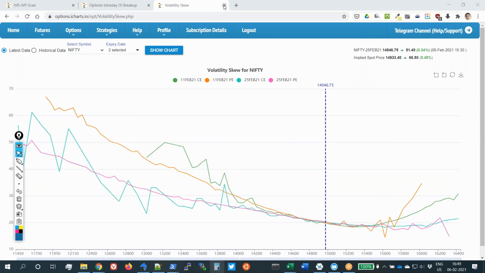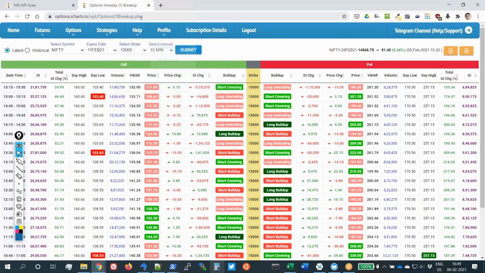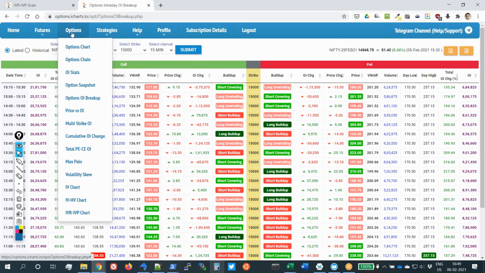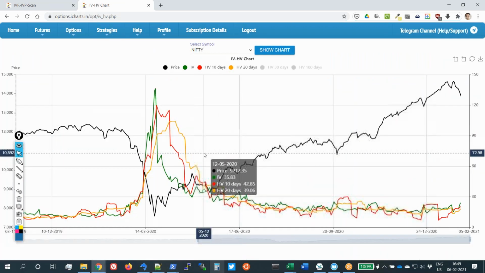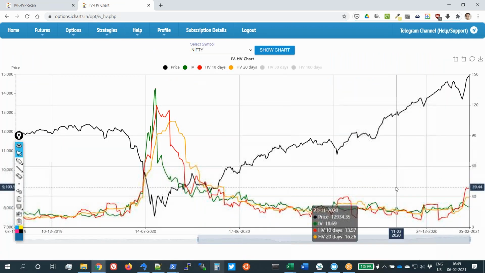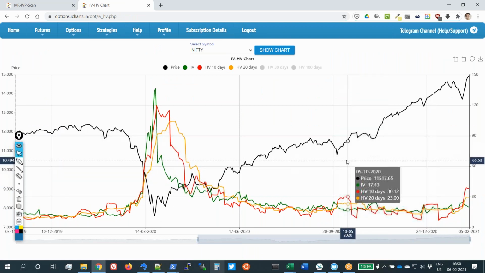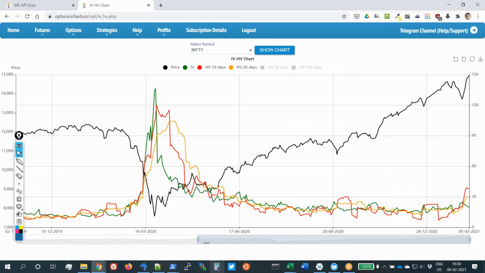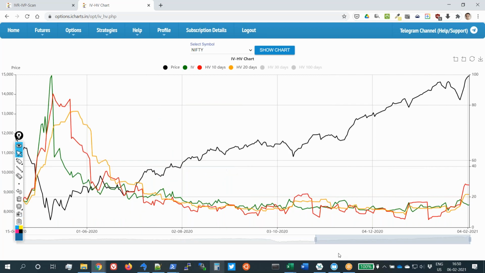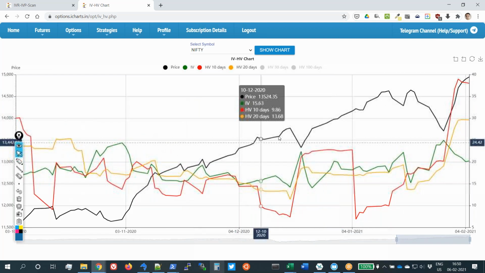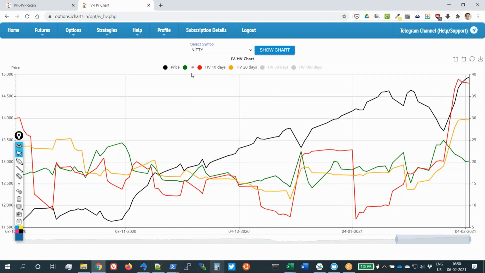Okay, let me go through tools. These are all OI based analysis. The IVHV chart again, whatever I explained to you in terms of the IVR IVP scan, similar analysis is used. Basically, here what you look at is where IV is in relation to.